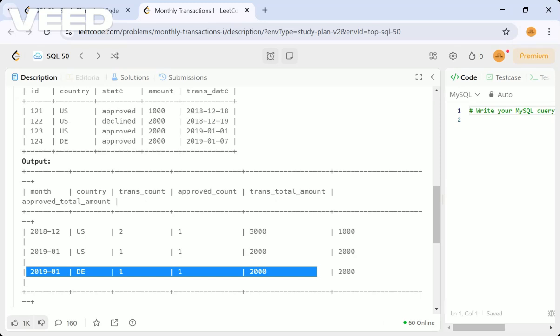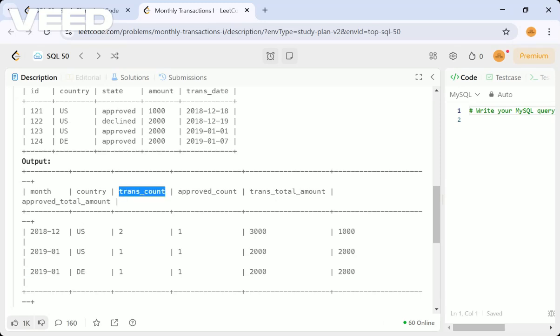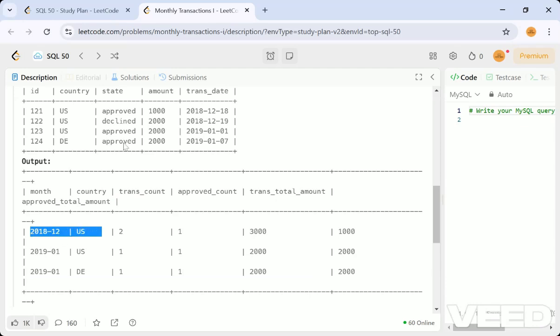Now the extra thing they're asking for is the transaction count. The transaction count is nothing but how many times this combination is repeated. So 2018-12 is repeated two times, so the count is two. And 2019-01 has only one.